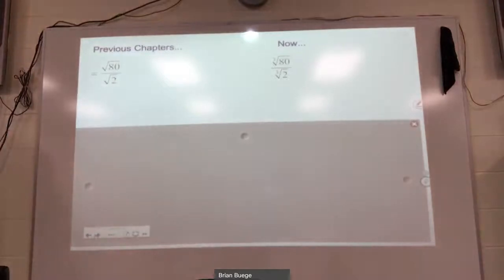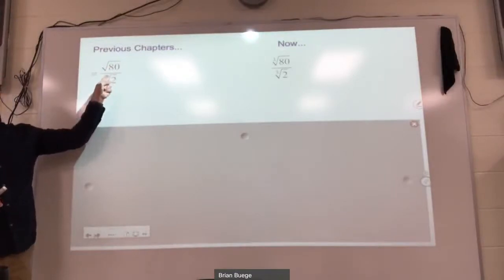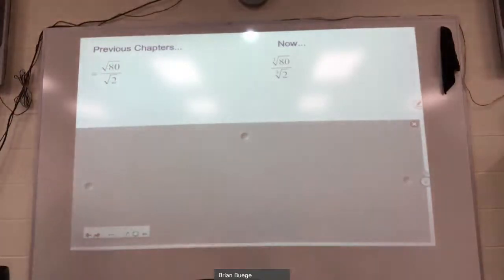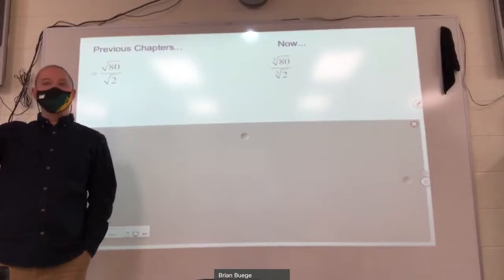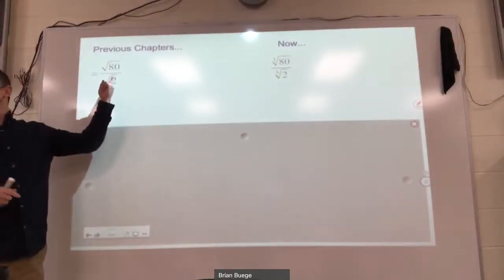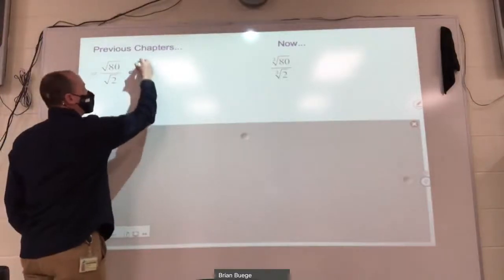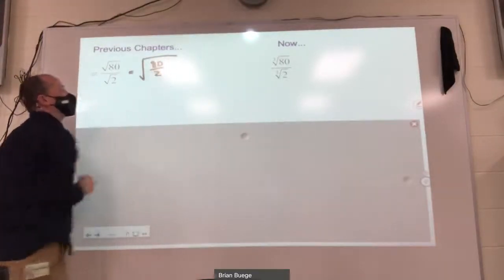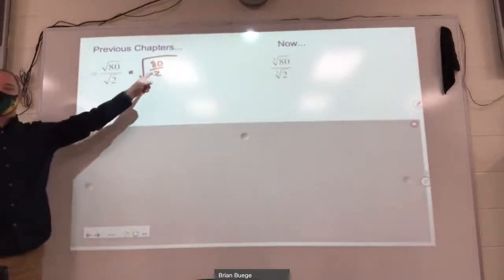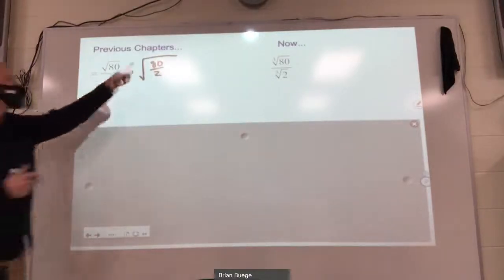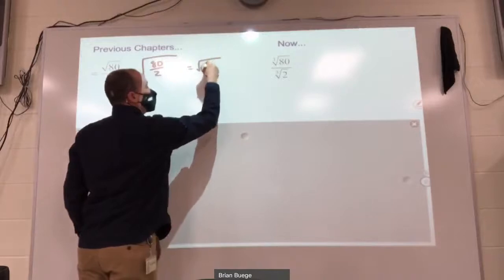Now, these first two, we can clean this up a little bit, because 80 is divisible by 2. Which means, remember, I'm going to take one of our properties in reverse. I said on the 6-1 worksheet, when you take the square root of a fraction, you take the square root of the top, square root of the bottom. I'm going to do that in reverse. I'm going to turn this into the square root of 80 over 2, and the reason I'm doing that is because 80 is divisible by 2. Which means this is really just the square root of 40.